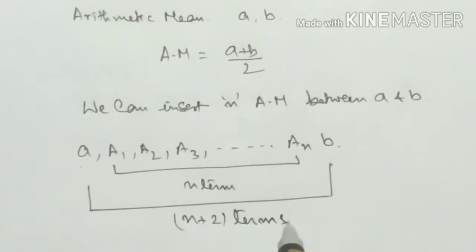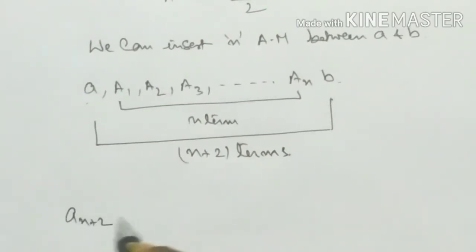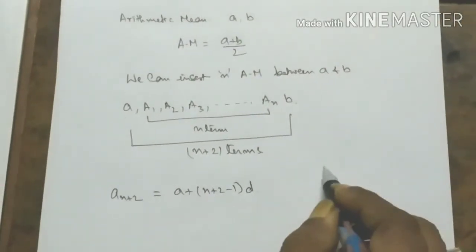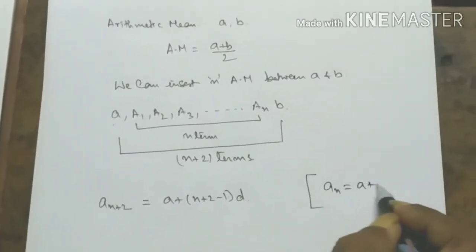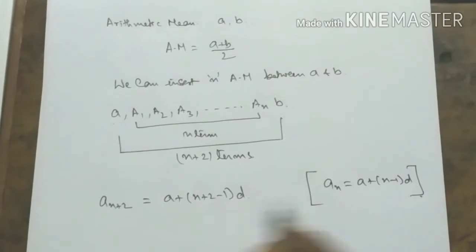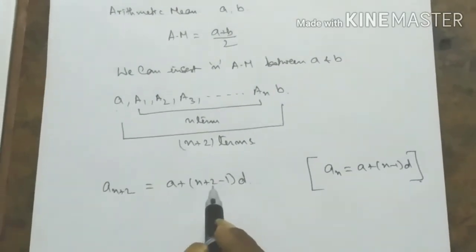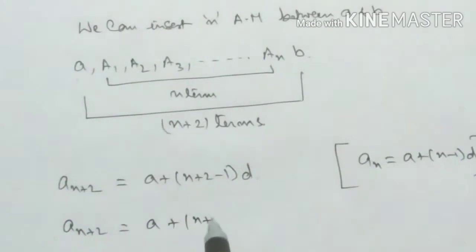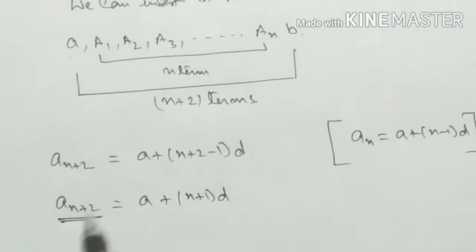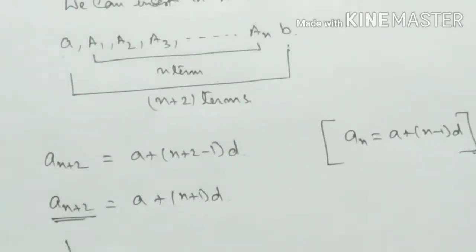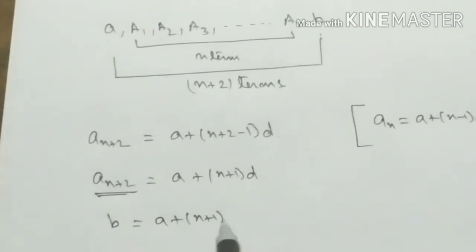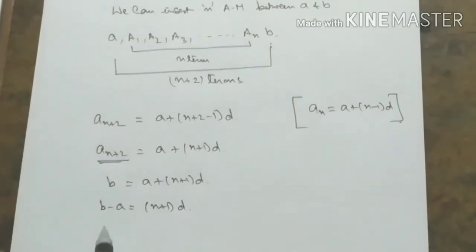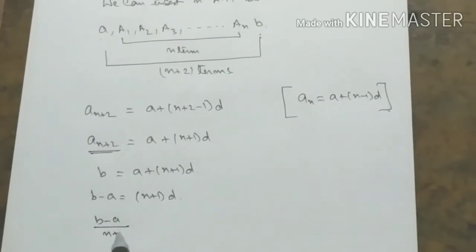Now what is the (n plus 2)th term? That is equal to a plus (n plus 2 minus 1) into d. That means we have applied the formula for the nth term, that is a plus (n minus 1)d, where n plus 2 replaces n. So the (n plus 2)th term is equal to a plus (n plus 1) into d, and the (n plus 2)th term is your b. So b is equal to a plus (n plus 1) into d. Now b minus a is equal to (n plus 1) into d. Therefore (b minus a) by (n plus 1) is equal to d.